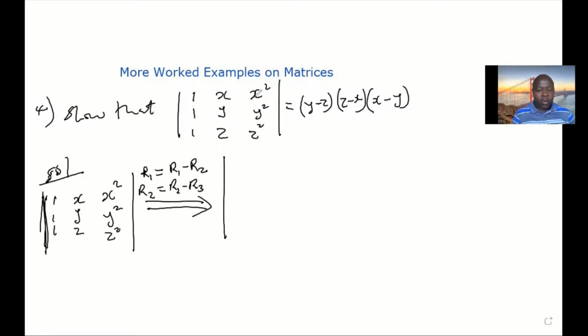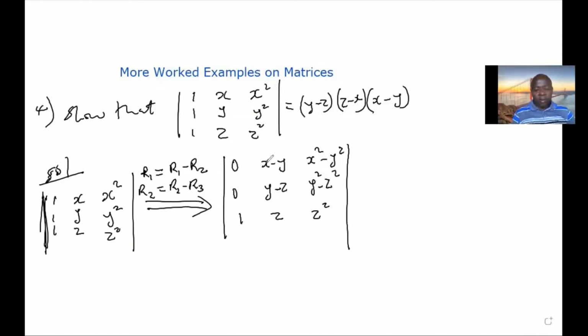Let me do that and see what I get. Row 2 from row 1. 1 from 1 gives me 0. Y from x. Y square from x square. And then this from that, I have 0 here. I have y minus z, and then I have y square minus z square. And this one remains, it is 1, z, z square.